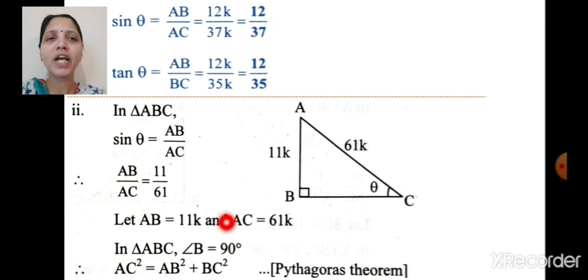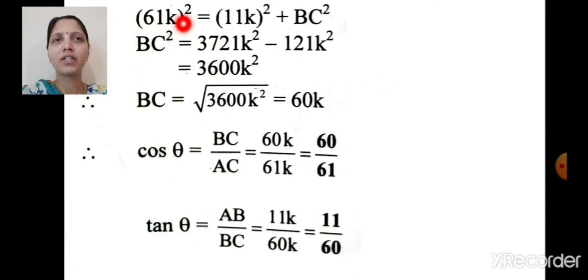Okay. In triangle ABC, again angle B is 90 degrees. So you can apply here Pythagoras theorem. So you will get hypotenuse square is equal to AB square plus BC square. So we will get here 61K square is equal to 11K square plus BC square. Now shift this 11K square to the other side, you will get BC square is equal to 61K square minus 11K square. 61 square is 3721 K square minus 121 K square. So after calculating this, you will get BC as 60K.